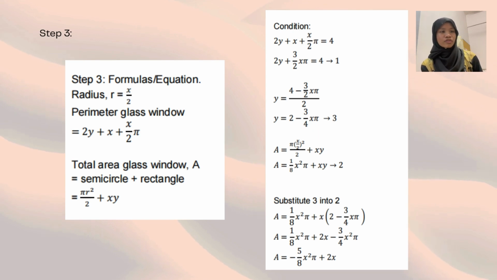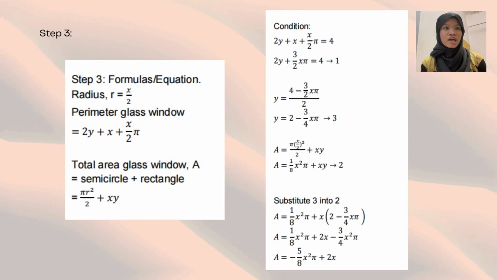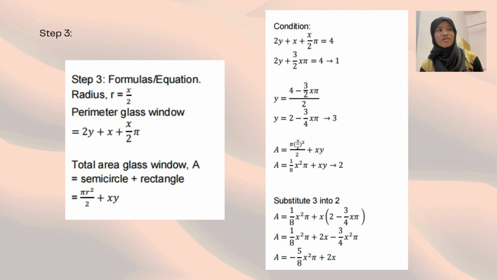After that, we are going to put the area of the glass window formula as condition number 2, which is A equal to pi (x over 2) squared divided by 2 plus xy. But before that, we can simplify the equation even more. So it becomes 1 over 8 x squared pi plus xy, so that it will be easier for the calculation later.